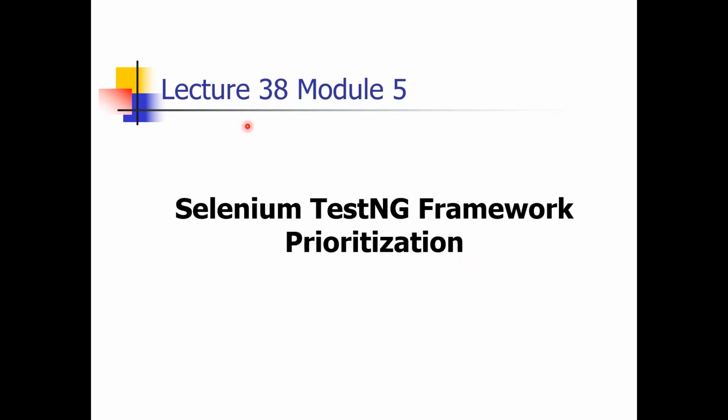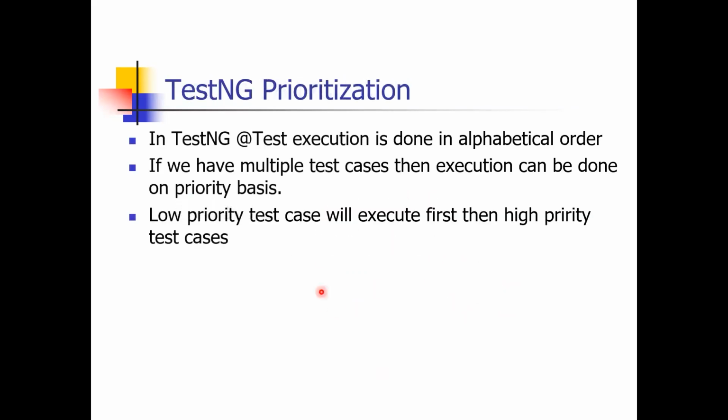This is the third last lecture of the whole syllabus, lecture number 38, module number 5, and the topic is Selenium TestNG Framework Prioritization. The main advantage of the TestNG framework is also priority. If I have 100 test cases, then we can set the priority. The priority of 20 test cases may be lowest, maybe medium, maybe the highest. So how to deal with the priority? Let's see now. That is called TestNG prioritization.